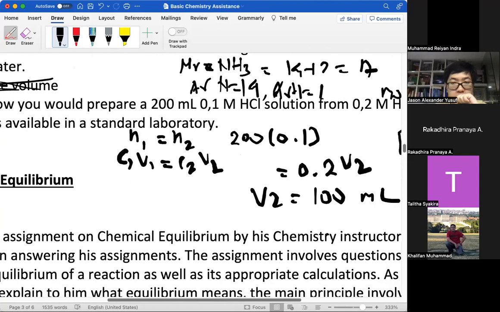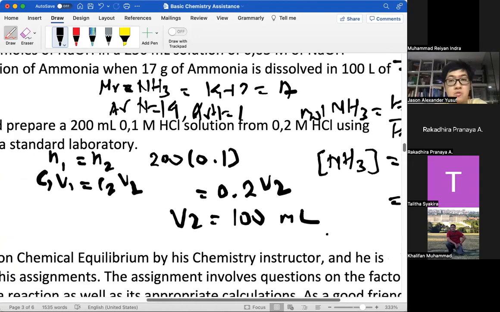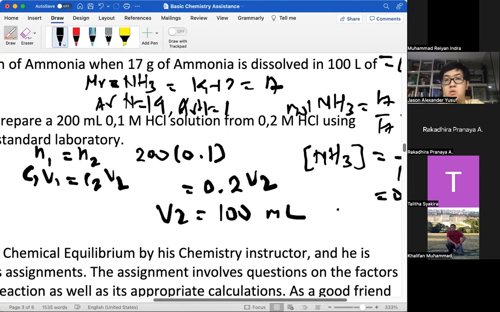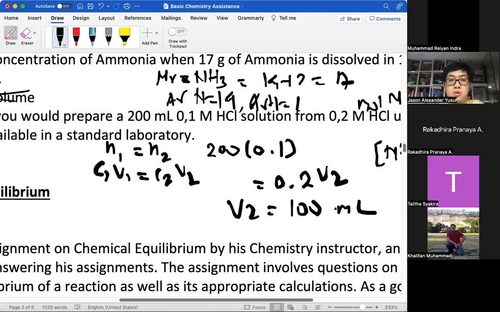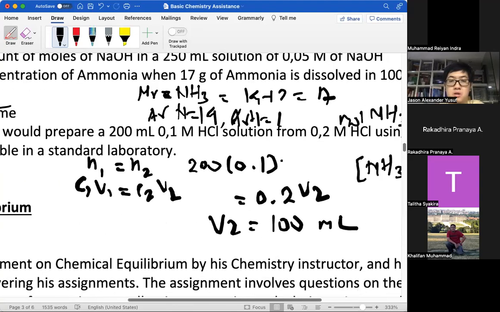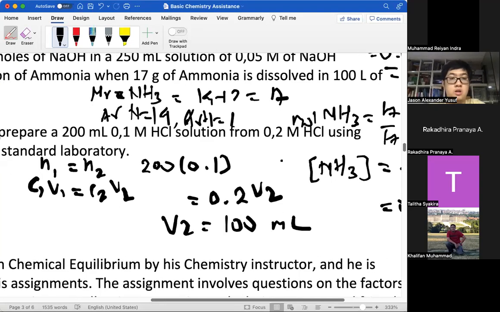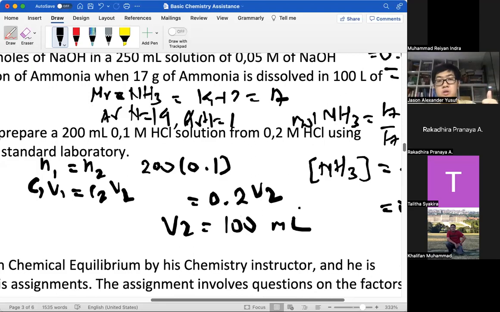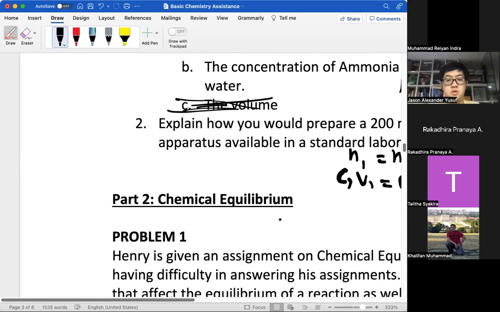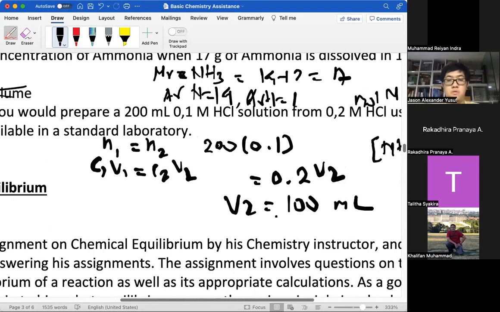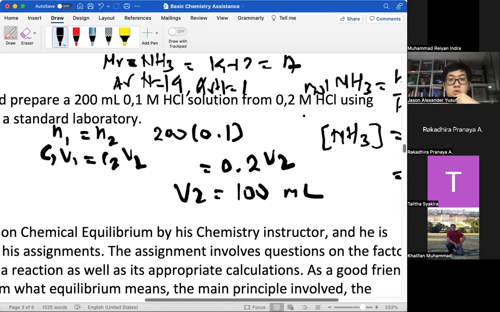And so what would you need to do? First of all, let's say you are entering into the lab and the assistant or whatever module that you have asks you to prepare this much solution of HCl. So what you should do is take 100 mL of the 0.2 molar HCl, add water until 200 mL. So that's what you should do.